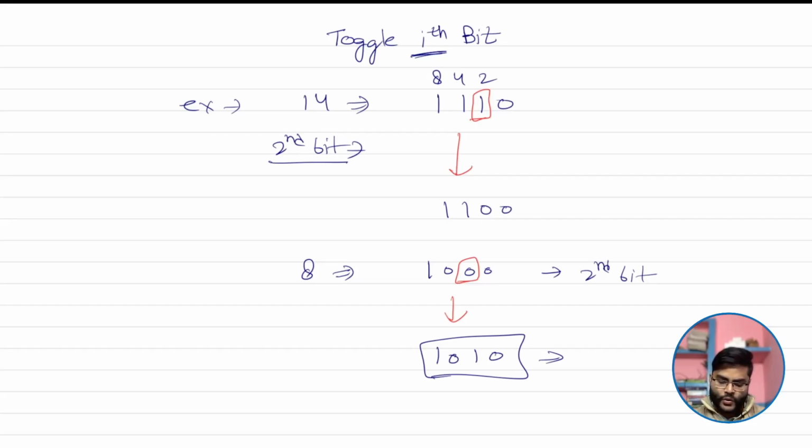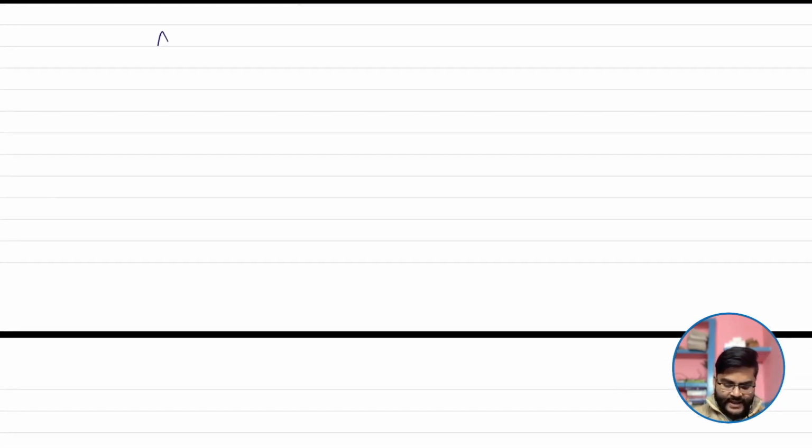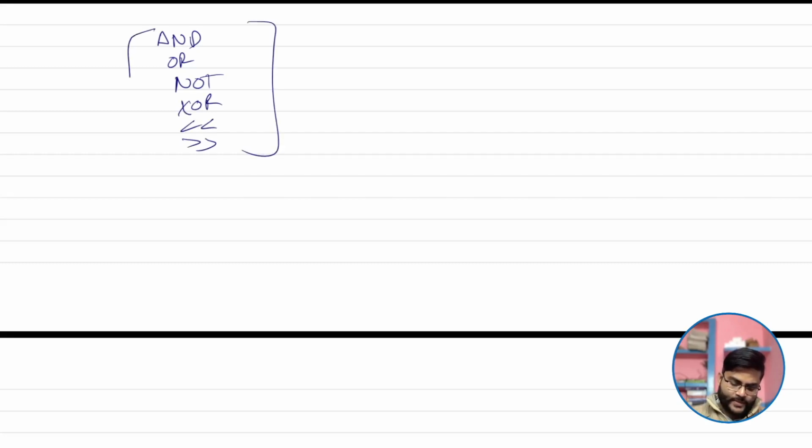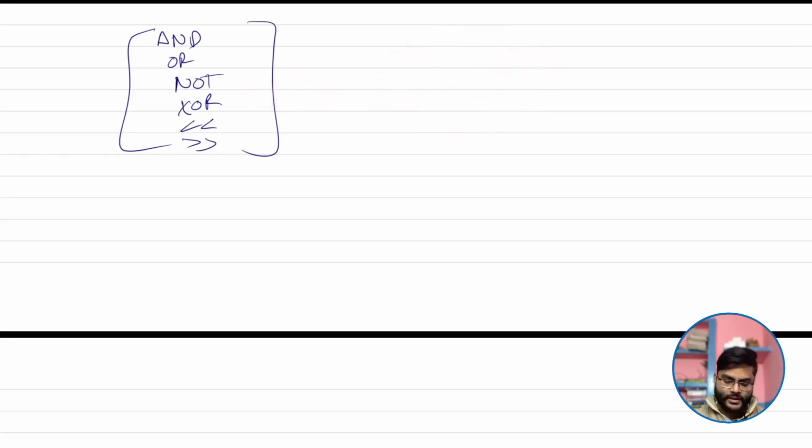Okay, so we have studied about bit operators, right? Bitwise operators. So we studied AND, OR, NOT, then XOR, then left shift and right shift. We have studied about them. Now, out of these, I want to invert the bit. So for inversion, two operators come to my mind. One is NOT and one is XOR.